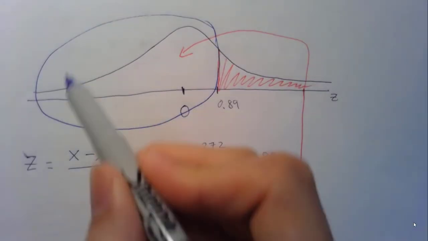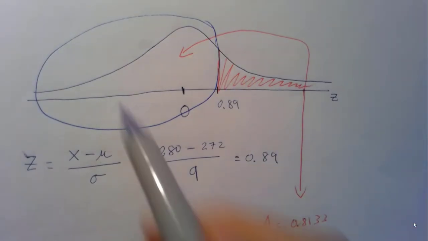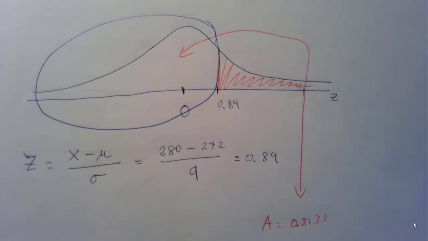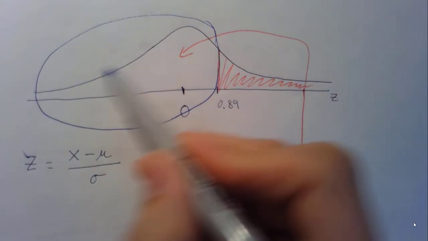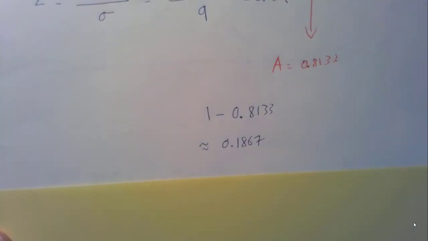But we are not looking for the left area. We are looking for the right area. And how do I find the right area? Remember, the whole curve has the area of 1. So you can take the whole thing, 1, and subtract this particular region to get the red one. And that should be 0.1867. This is the proportion of the pregnancies that last longer than 280 days, or 18.67% in percentage. Move 2 places to the right.